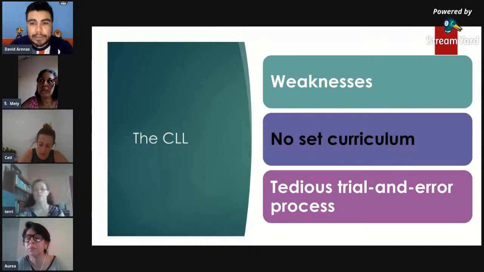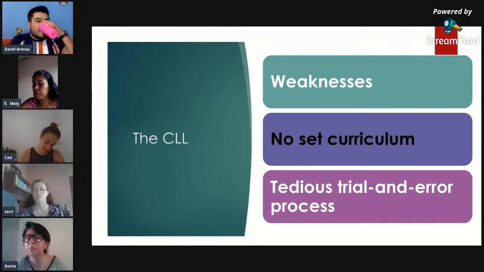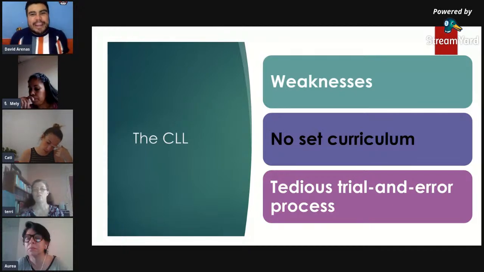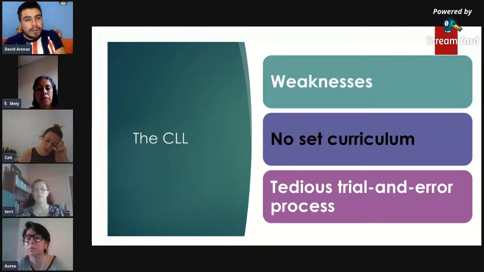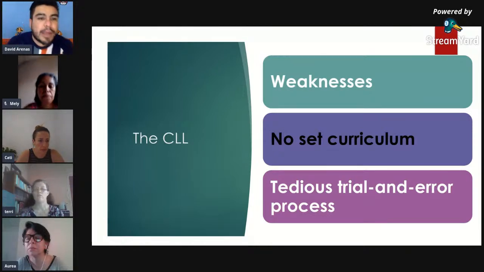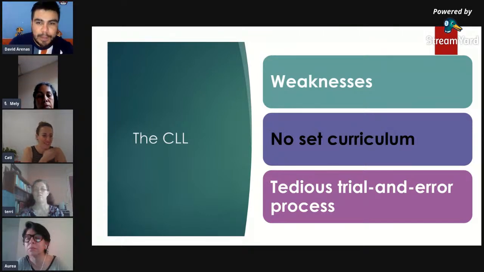Okay. Anything else you want to add? I think this CLL is really interesting, and it's really similar to what we do now, right? Mm-hmm. Okay, Kathy, questions? No, so far, so good. It's okay. Thank you. Perfect.